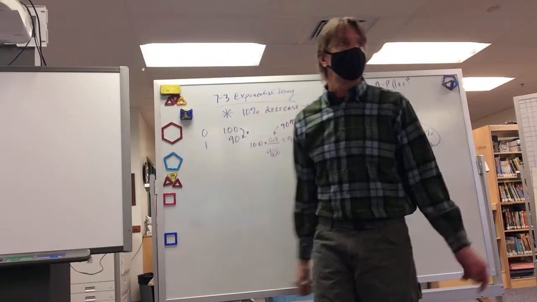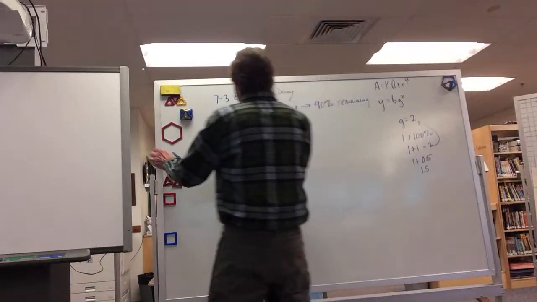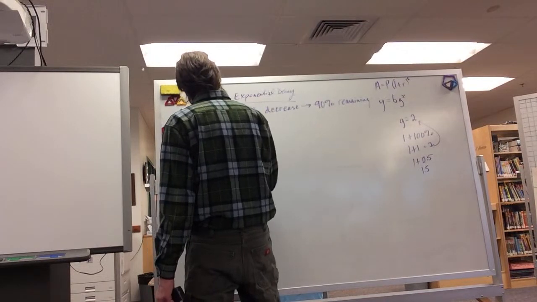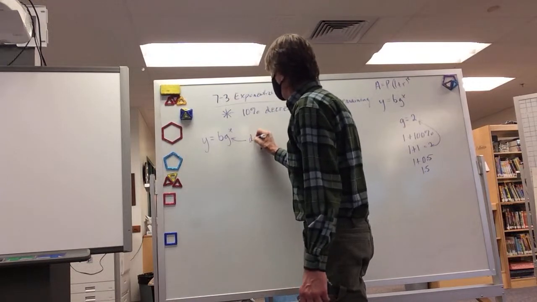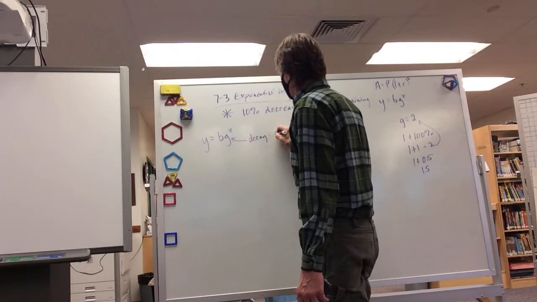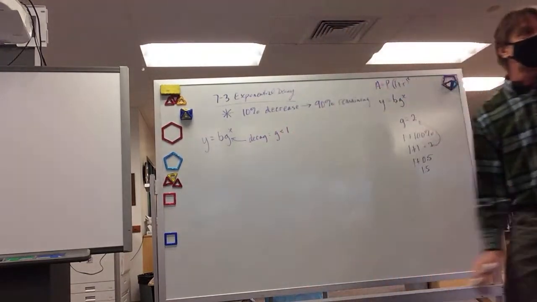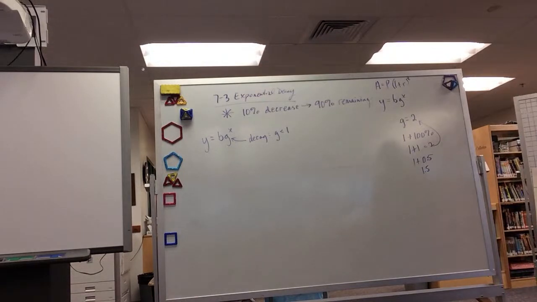That right there is the most important thing to know when it comes to figuring out what the g value is. So with exponential decay, we do the same thing as with growth. It's just that with decay, g will be less than 1. So if you have 25% decay, you have to multiply by 75% because that's what you're keeping.